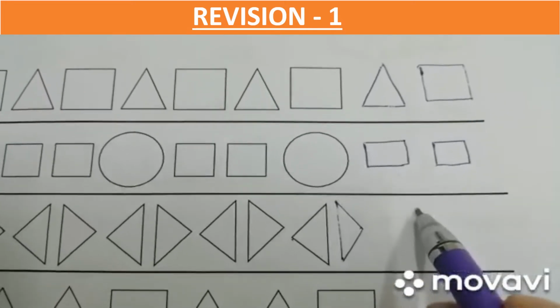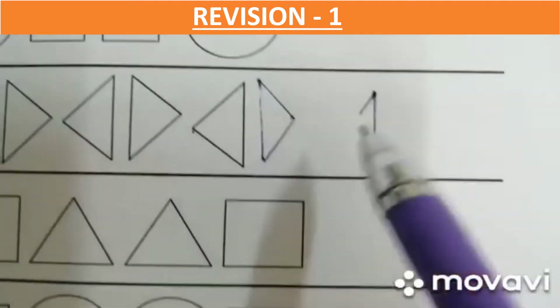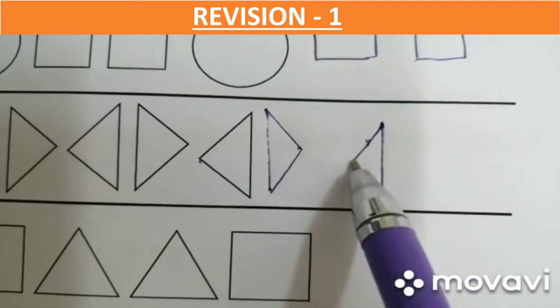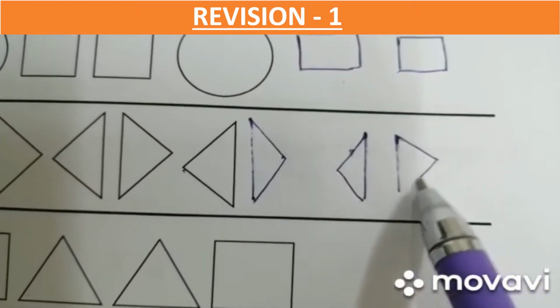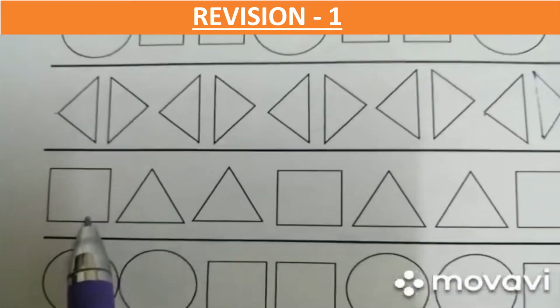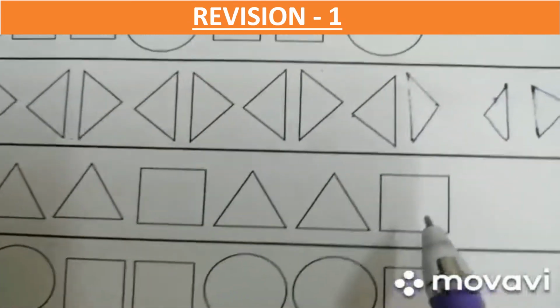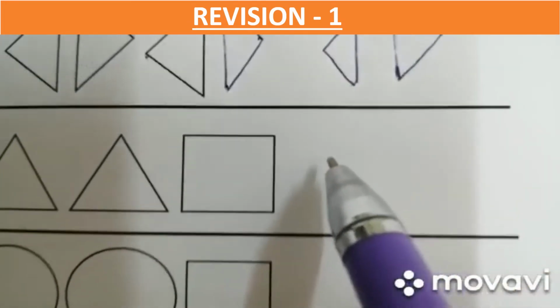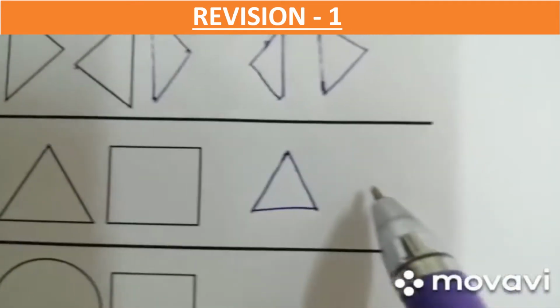Then again we will make one more triangle. Again we will make one more triangle here like this, and again one more triangle like this. This makes a complete series. Now what is this? Square. Then triangle, triangle, square, two triangles, square. Now what comes after square? Again two triangles. Very good.